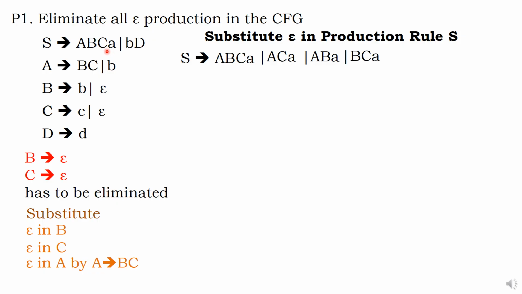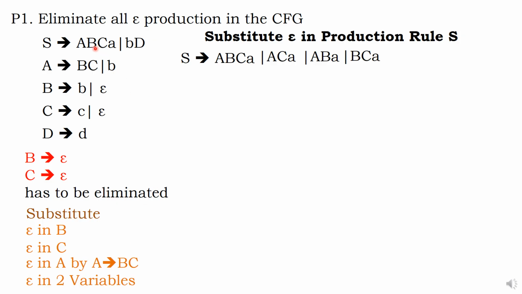BC small a. That's all. Now come on. B place epsilon, C place epsilon, A place epsilon. Again I am repeating, without substitution, with substitution. Sir, you substituted only for one variable. Can you do two variables, sir? Epsilon you substitute in two variables.